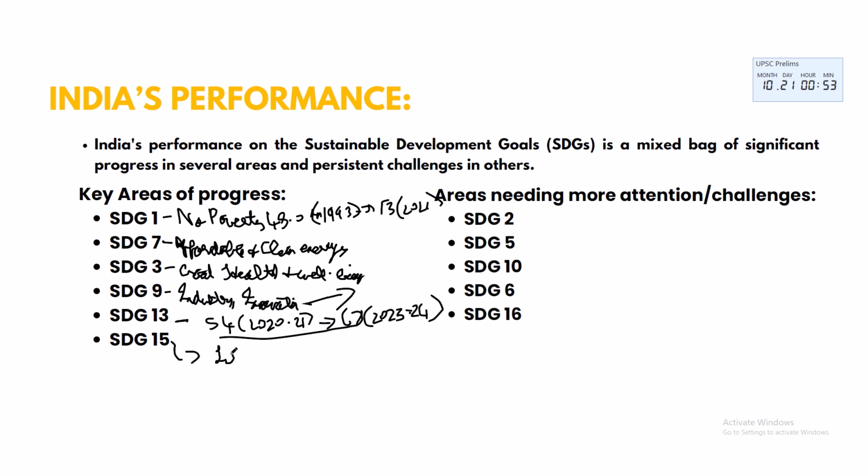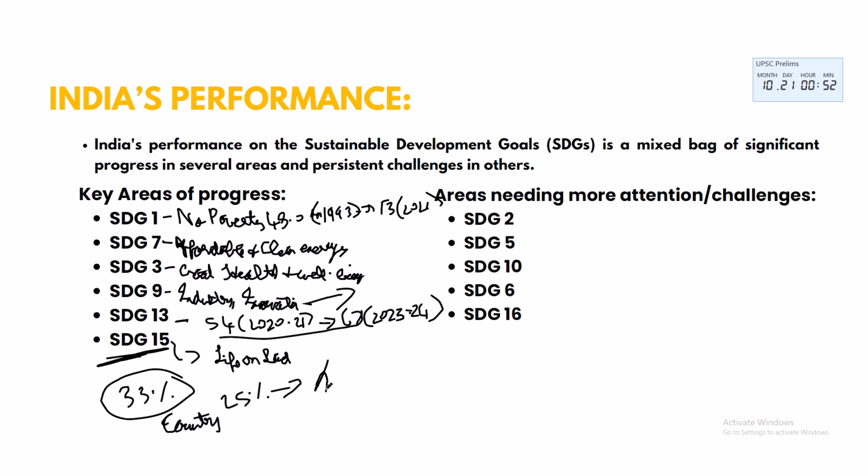Next one is life on land. It has improved with the score of nearly 25% of geographical area under forest and tree cover. This is very, very important. See, on average, there is a norm that 33% of a country must be under forest cover. So 25% is there, and within a few years that target will be achieved.